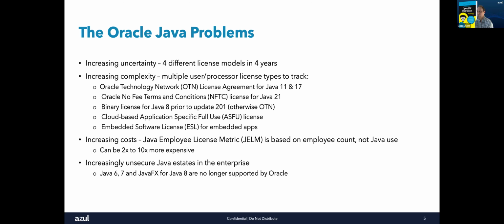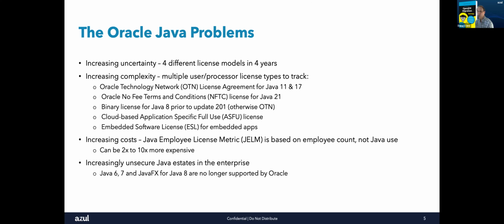If you've got Java 11 and Java 17, you're probably on the Oracle Technology Network license, and that's a paid-for license. So the fact that there are multiple different licenses to track, multiple ways for Oracle to come at you for licensing costs, that causes a lot of issues, a lot of complexity in the network, especially for those that have to track it. And we'll talk about that more on the next slide.